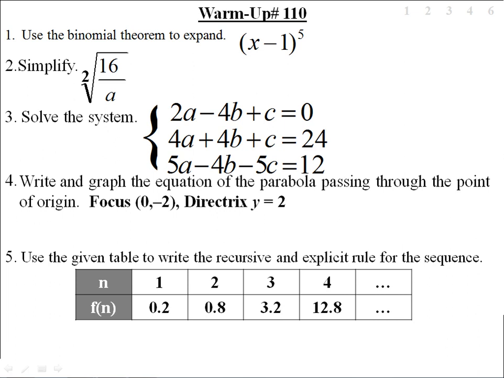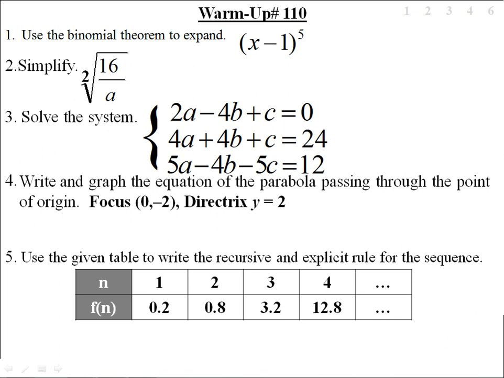What I'm going to be doing from this point forward, guys, is include the warm-up so that you get practice of the concepts that we've covered, and also practice on the skills that we need for the lesson. So this is warm-up 110, and it's only 5 problems. Yes, only 5 problems.